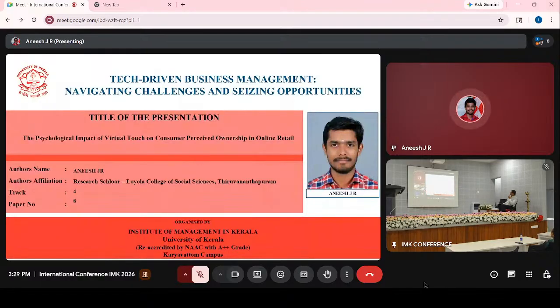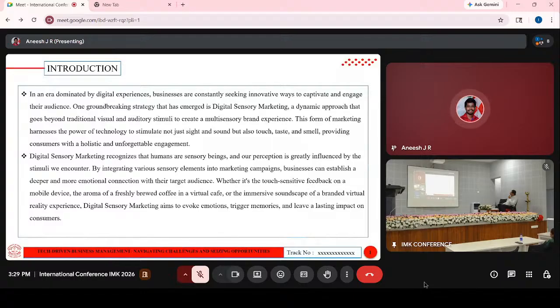So, more on the introduction. In an era dominated by the digital experience, businesses are constantly seeking innovative ways to activate and engage their audience. One groundbreaking strategy that has emerged is digital sensory marketing, a dynamic approach that goes beyond traditional visual and auditory stimulation, creating multi-sense brand experiences.